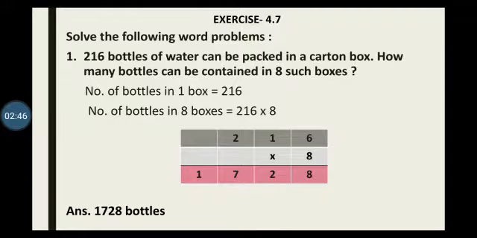Remember, as we used to write in the classroom, 216 bottles of water, 8 such boxes. So what is the situation? I will not use the word problem here. I will use the word situation. 216 bottles of water can be packed in a carton box. How many bottles can be contained in 8 such boxes?